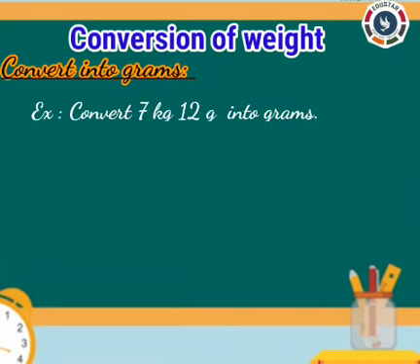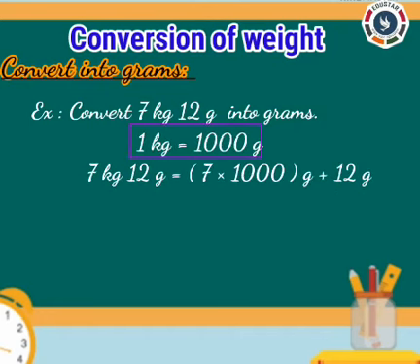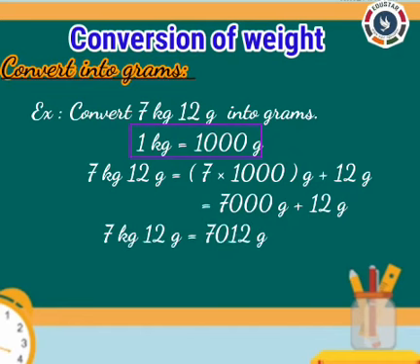Next, convert 7 kilogram 12 gram into grams. We know 1 kilogram is equal to 1000 gram. Then 7 kilogram 12 gram is equal to 7 into 1000 gram plus 12 gram. If you multiply 7 and 1000, you will get 7000 gram. Write this 12 gram as it is. If you add these, you will get 7012 grams. Therefore, 7 kilogram 12 gram is equal to 7012 grams.